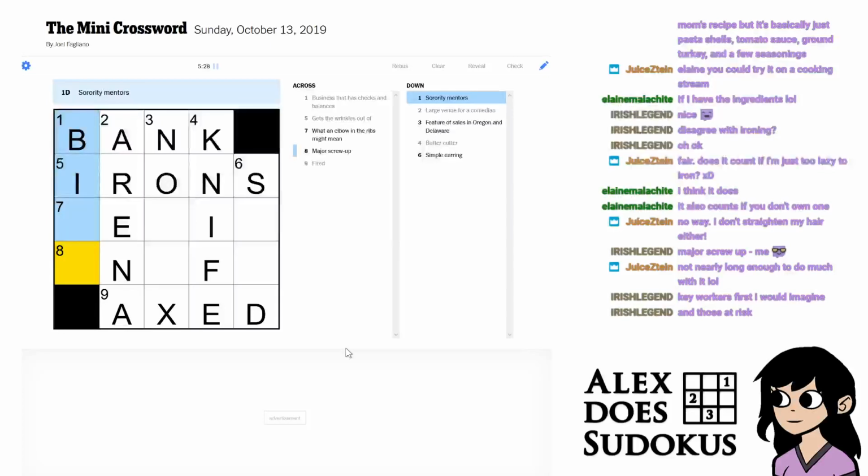And it's probably ending with a vowel. So let's think. It's probably an E. So if it's an E, let's see. A, B, C, D, E, F, G, H, I, J, K, L, M, N.